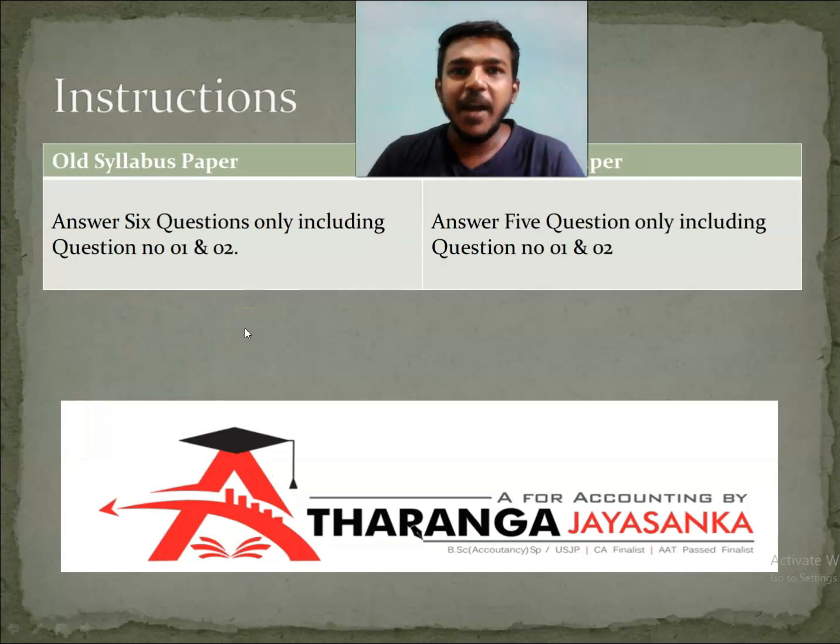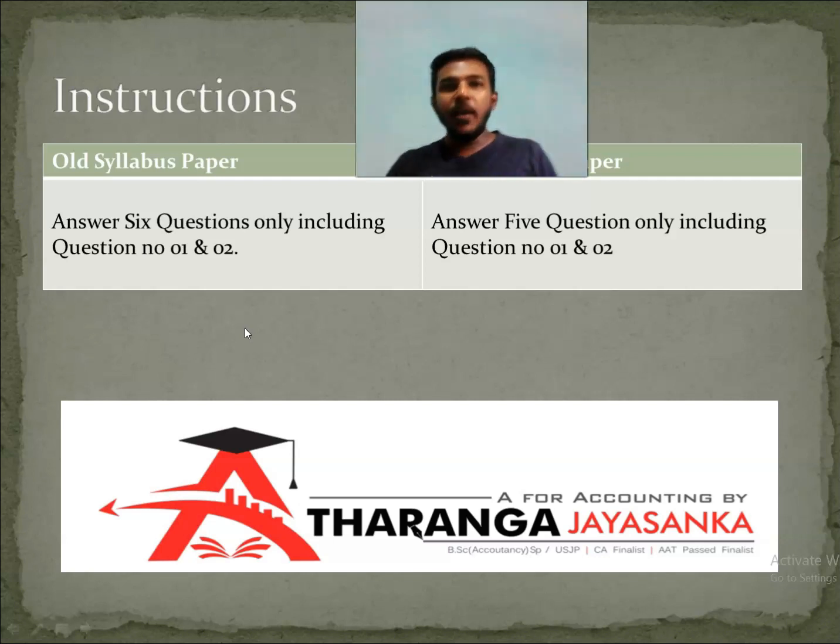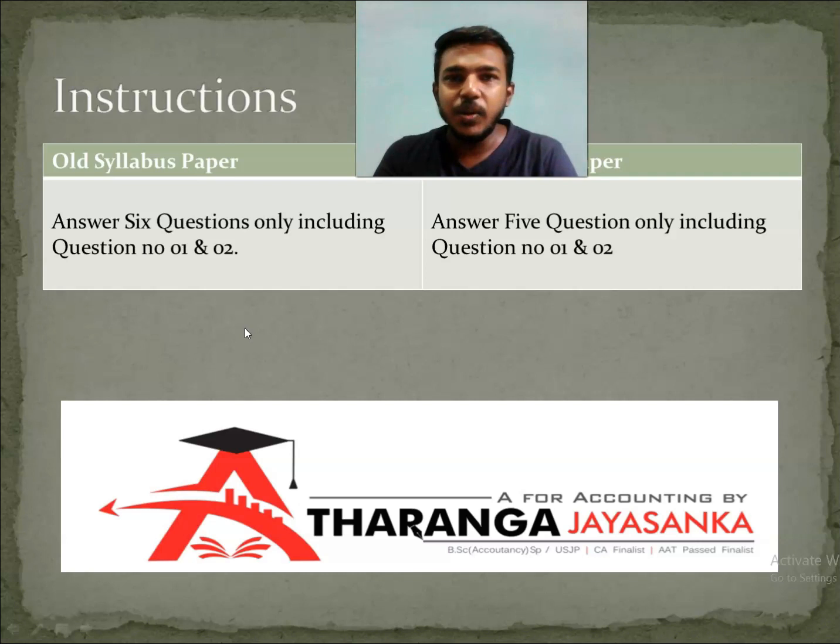The instruction part is very crucial, because in the old syllabus and the new syllabus, there were two types of instructions. If you refer to the old syllabus, like the 2012 to 2018 papers, it says: answer 6 questions only, including question number 1 and 2. So keep it in mind, from 2012 to 2018 papers, we had to answer 6 questions. Question number 1 and 2 were compulsory questions.